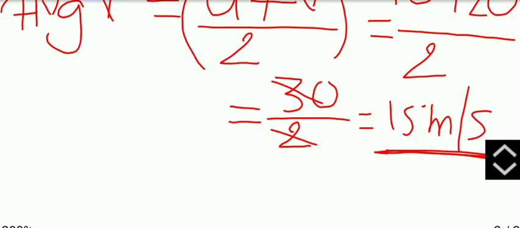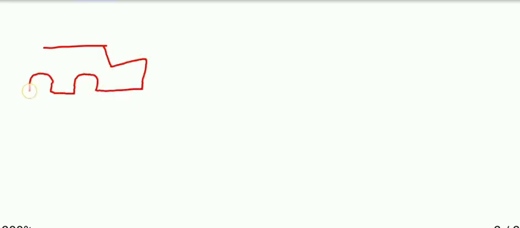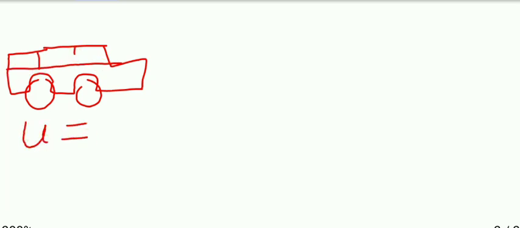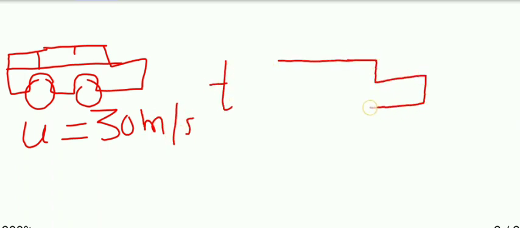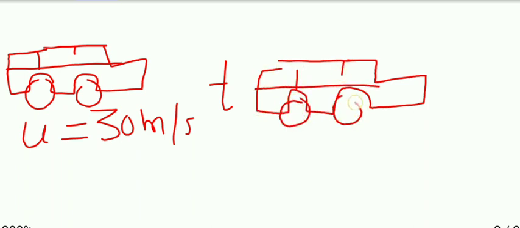Now suppose I place one more question over here for you, and you will solve that and send it back to me. Suppose you have this car, and the car has an initial velocity of 30 meter per second. After time t, the car changes its velocity. Now the new velocity, that is v, becomes 40 meter per second.